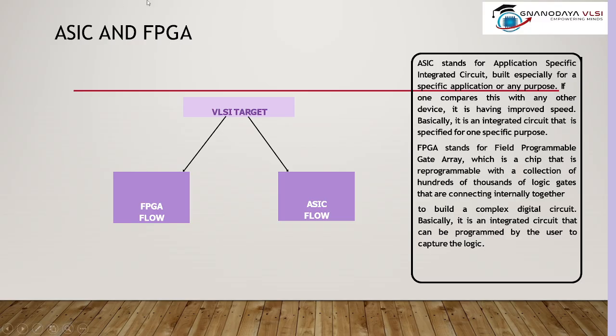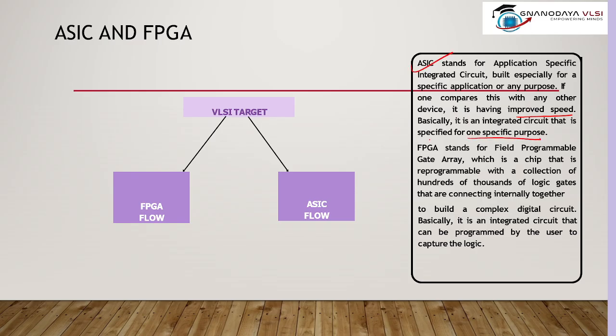I told you what the target devices are: FPGA and ASIC. ASIC stands for Application Specific Integrated Circuits. It is especially used only for a specific application, and compared to other devices it is improved in speed. Basically, in these integrated circuits we are using them for one specific purpose.